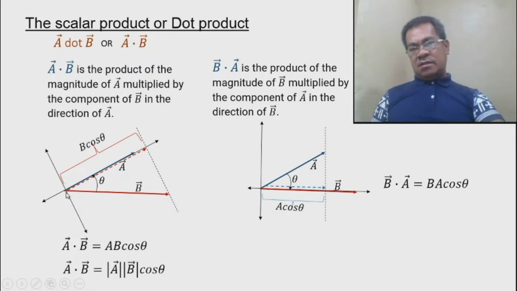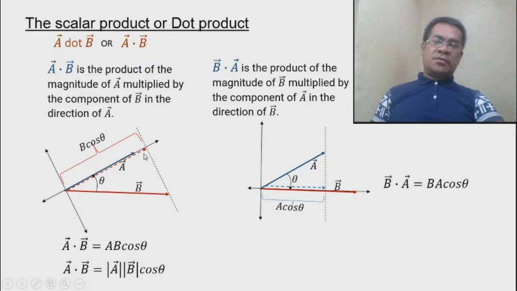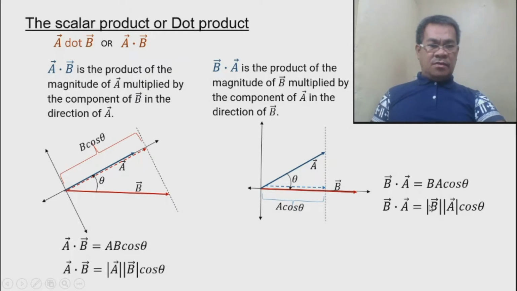Similarly, in this opposite figure, we are multiplying the magnitude of a, the blue color, by the dotted red, which is the component of b in the direction of a. That's it. Now look at the difference. Is there any difference between a dot b and b dot a? Let's investigate. Remember, this is magnitude, so it should always be positive. No direction. This is scalar. This is also scalar.